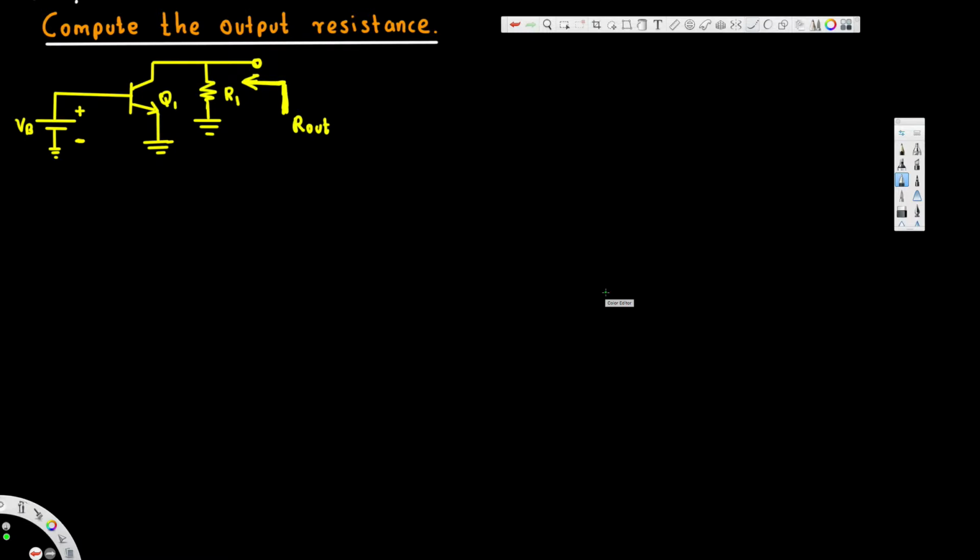What's going on, guys? Let's calculate the output resistance of this transistor model. Here, first we are going to draw the equivalent model and then we are going to calculate that. Now let's see how the equivalent model is going to look. The equivalent model of this transistor will look like this.